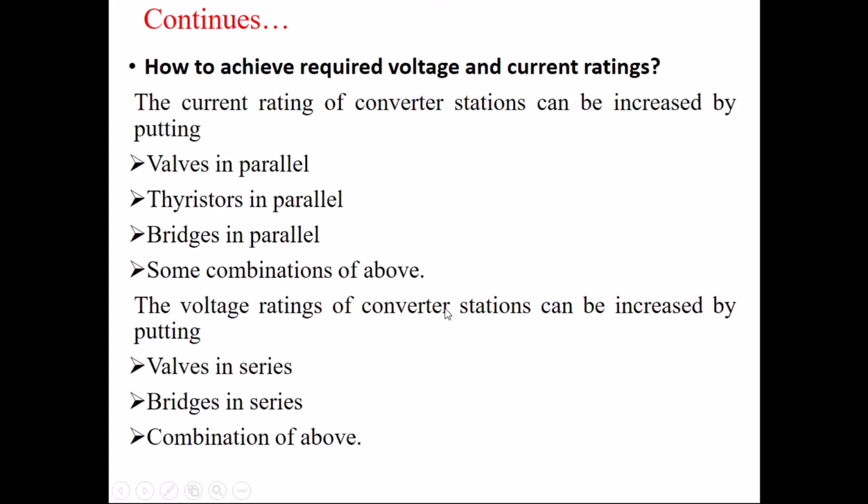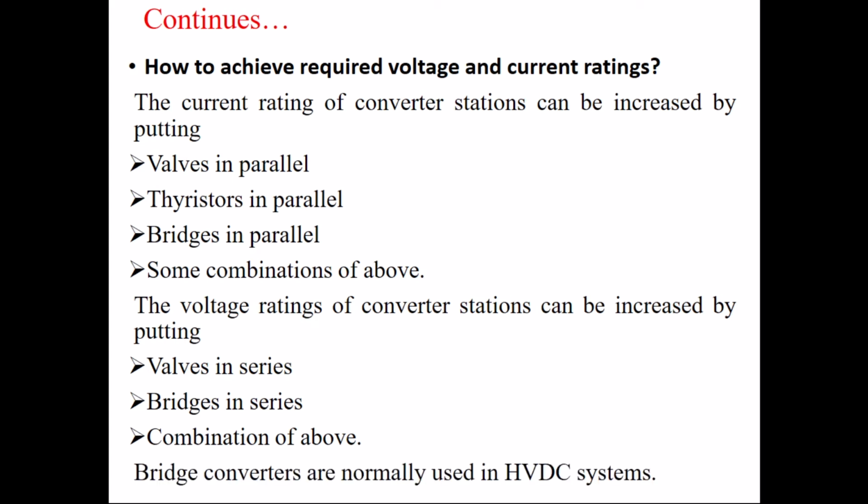And in the same way, to increase the voltage rating of the converter station, you can connect the valves in series. As you already saw, in the same way you can also connect the bridges in series. As you know, in bipolar operation we connect two 6-pulse bridges in series so that we can increase the voltage. One is operated at plus 500 kV, another is operated at minus 500 kV. So the total rating is 1000 kV. That's why we rate it in terms of plus or minus 500 kV. In the same way you can connect bridges in series, valves in series, or a combination of these. And generally we use a bridge converter in the HVDC system.